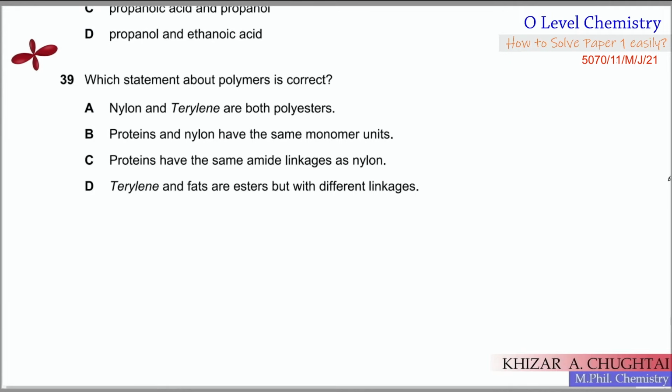Which statement about the polymers is correct? Nylon and terylene are both polyesters. No, they are not polyesters. Nylon is a polyamide. Protein and nylon have the same monomer units. No, protein has amino acids and nylon does not. Protein has the same amide linkage as nylon. Yes, it has the same amide linkage. Terylene and fats are esters but with different linkages. No, they have the same linkage. C is the correct option.